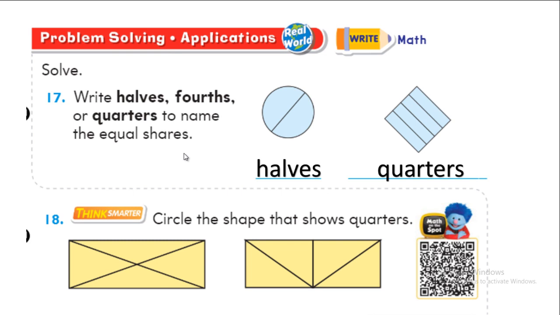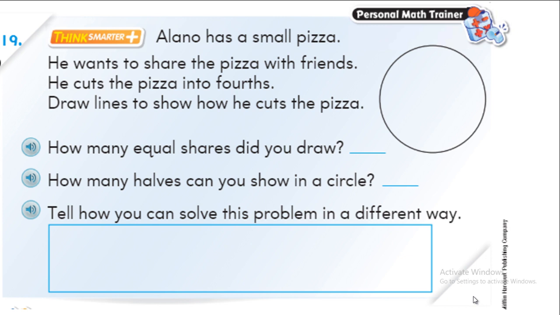Which shape shows quarters? First, observe this shape. It has 4 triangles. But are they equal? Look at this triangle. The base of the triangle is a short side, but the base of this triangle is a long side. So are these 2 triangles equal? No, so these are not 4 equal parts. They are not fourths. How about this shape? Yes, it has 4 equal triangles, so circle this shape. It shows quarters.